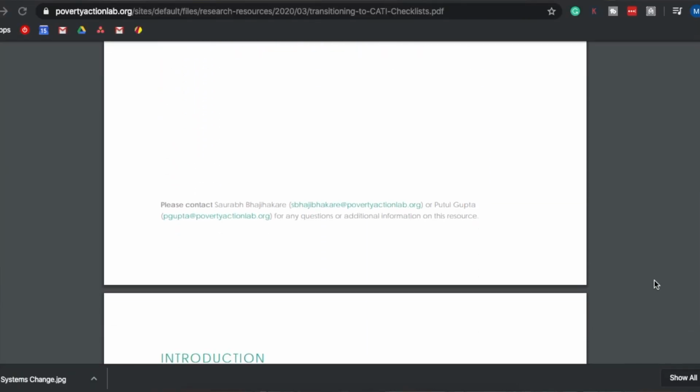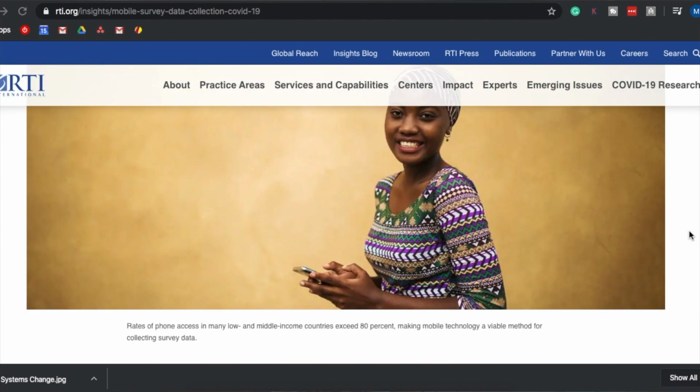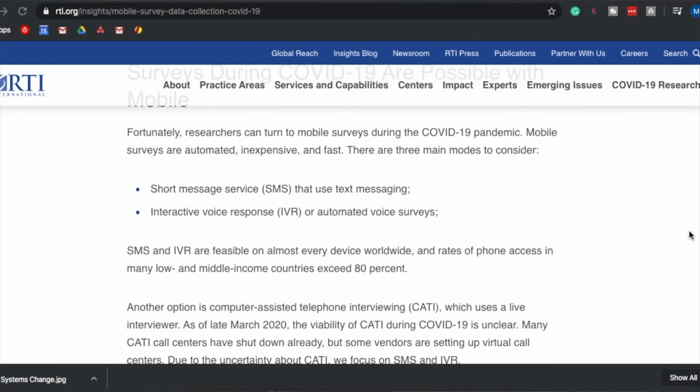There are also a lot of resources out there if you need some extra training regarding new data collection methods. For example, the Poverty Action Lab has a resource on how to do phone interviews, and RTI has resources on how to use text messages, and I'll leave links to those in the description below. I also recommend you explore your options for secondary sources.